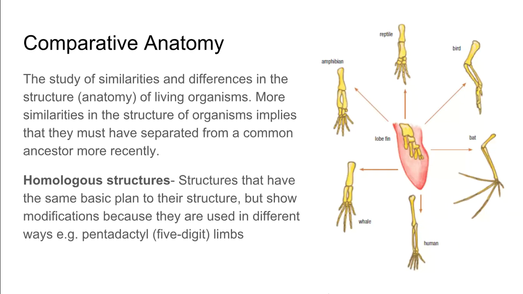So we see here that all of these 5-digit limbs evolved from the lobe fin. And we can see here that they all have the same basic structure, but they're all slightly different depending on what the organism uses it for. So we can see it's quite similar. The bone structure is similar, but the bat has quite a different structure to that of the amphibian and to that of a whale. And they also perform different functions.